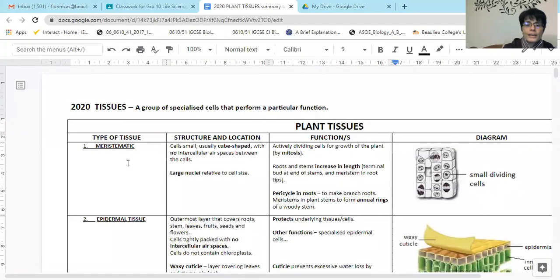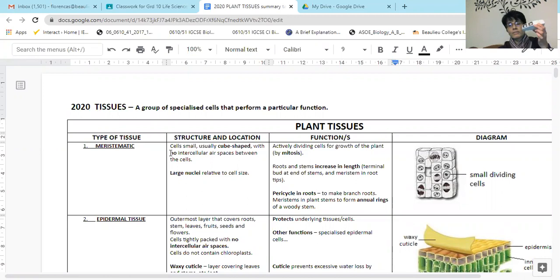Okay, so what do I have in my table? Meristematic tissue. The cells are small and cube-shaped. There are no air spaces; they're very tightly packed next to one another. Plant tissues can have air spaces between them, making some plants feel more spongy than others, but not all plant cells have air spaces. Meristematic cells are dividing so quickly that there are no air spaces between them.